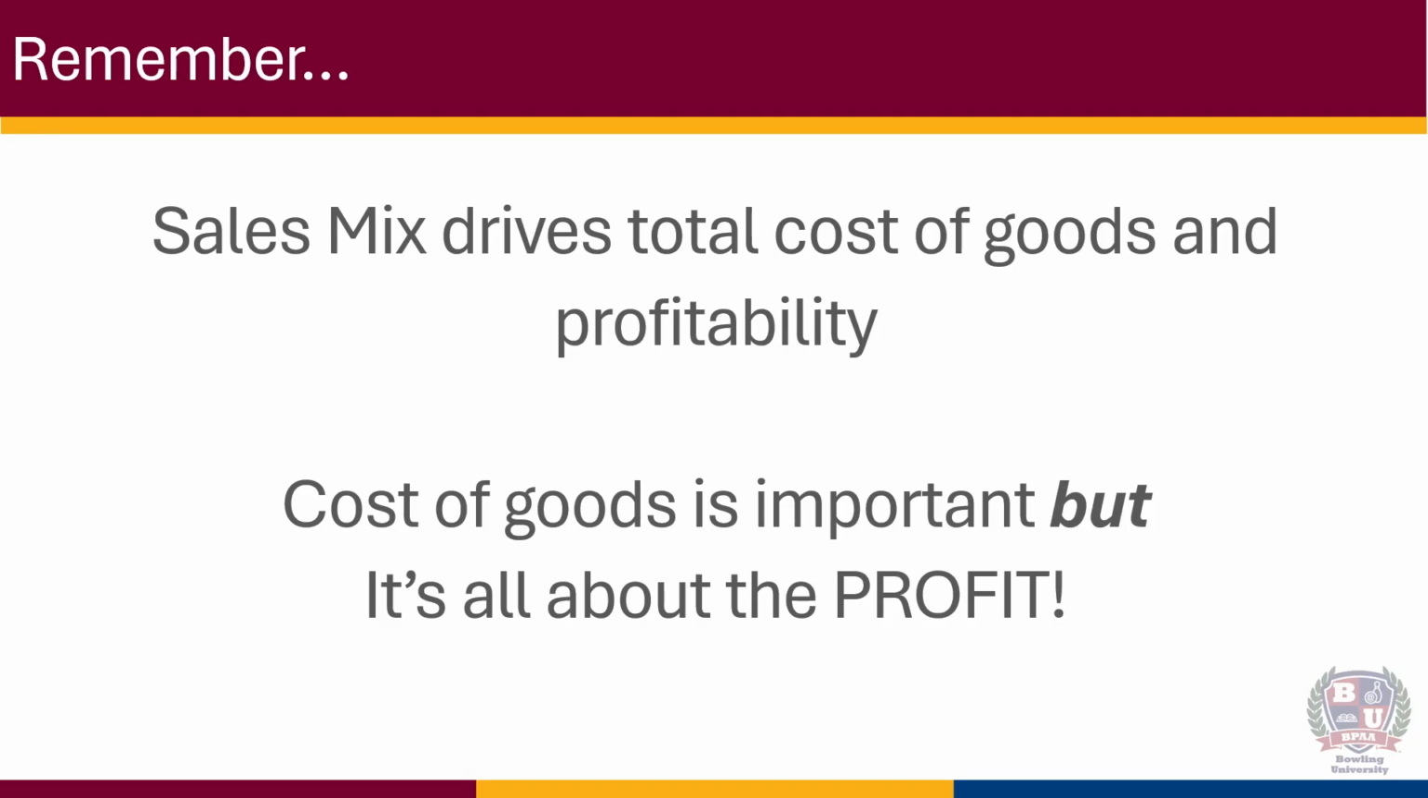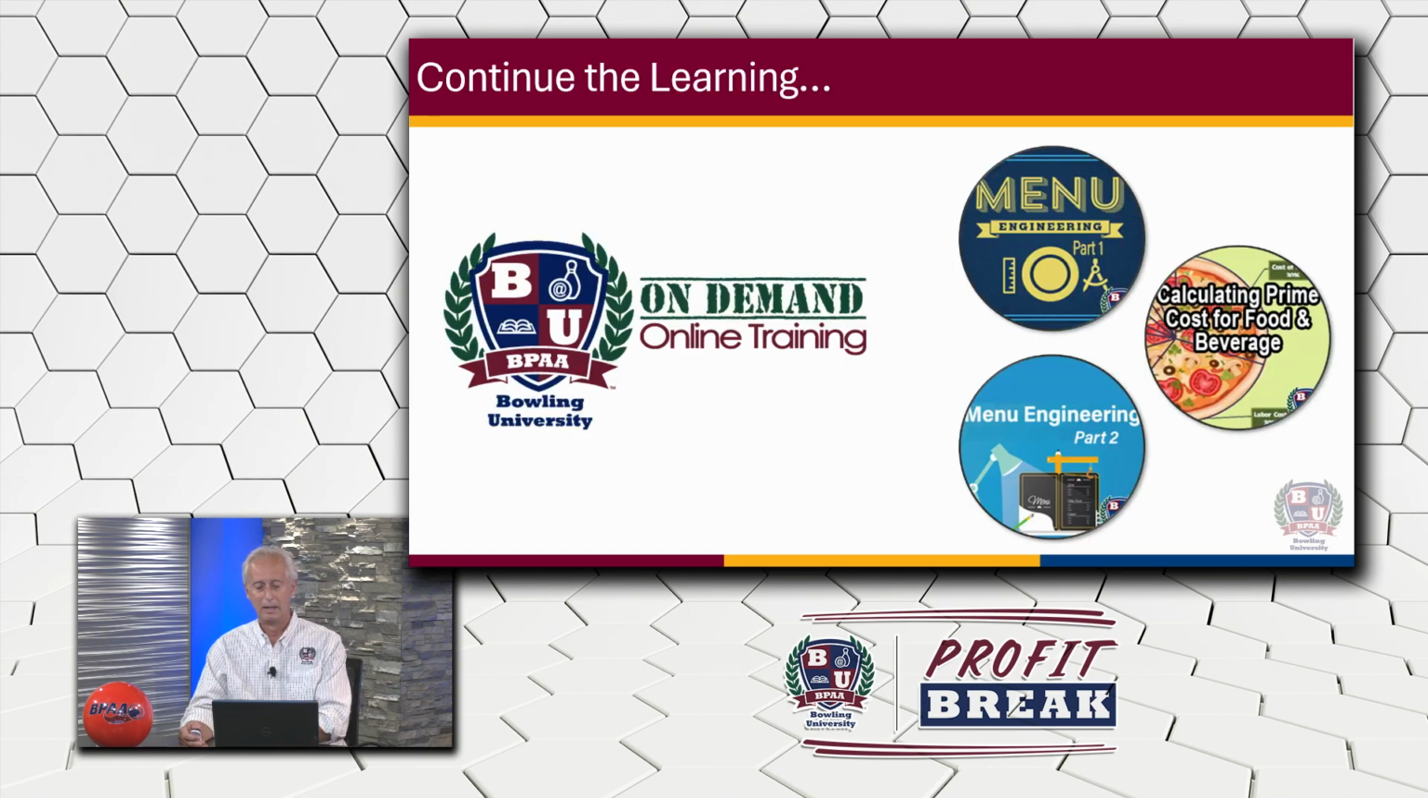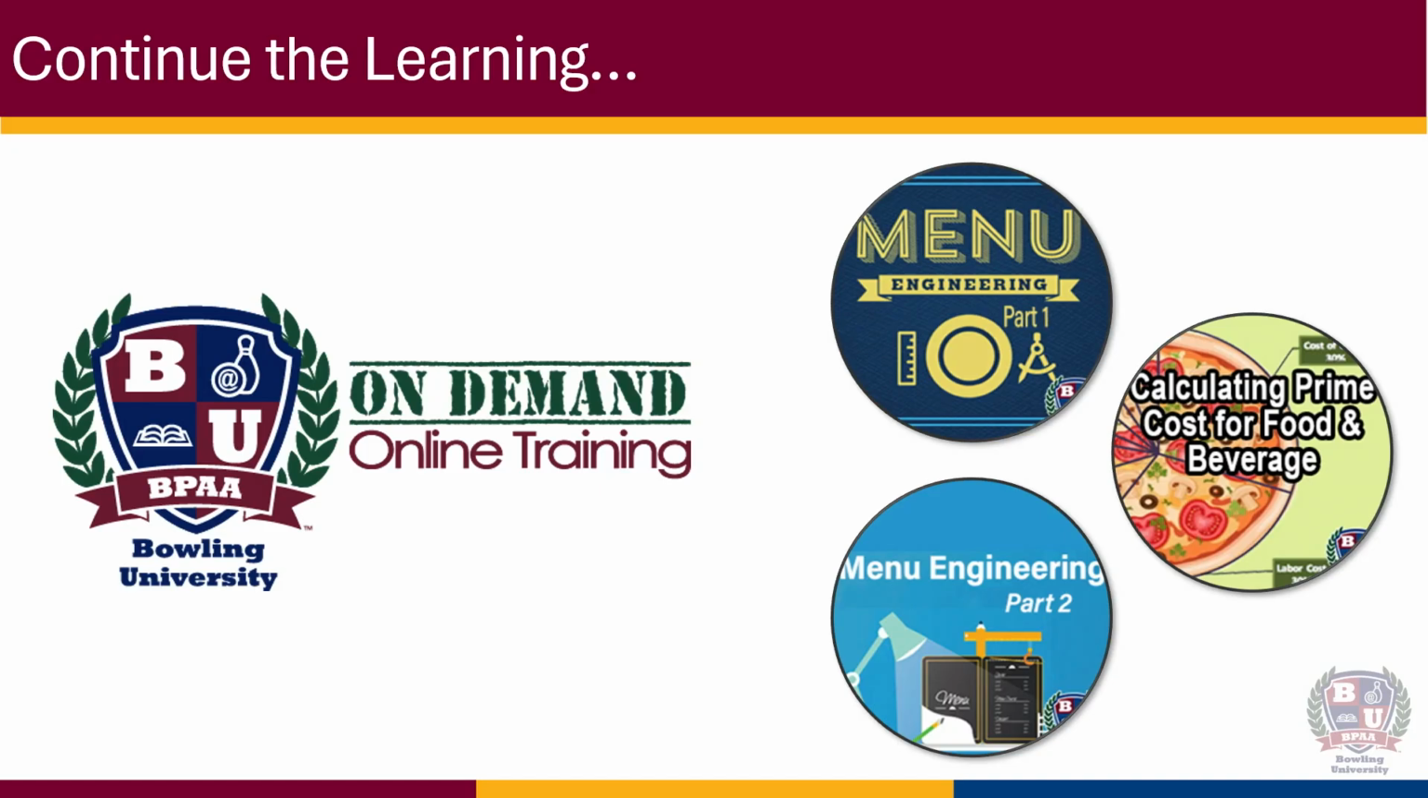Okay? So to wrap it up, sales mix drives the total cost of goods. That cost depends on what you sell, and it also is going to drive your profitability. Simple as that. So cost of goods is important, but remember, you don't take percentages to the bank. You hear that all the time. It's all about the profit is what you're really looking at. So start looking at your menu from that perspective. Hopefully that makes sense to you.